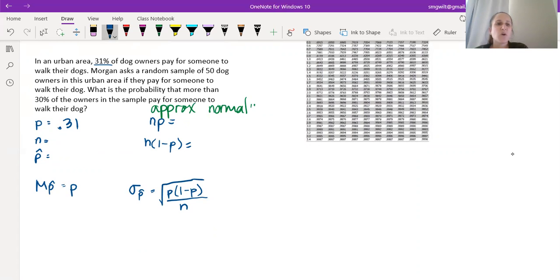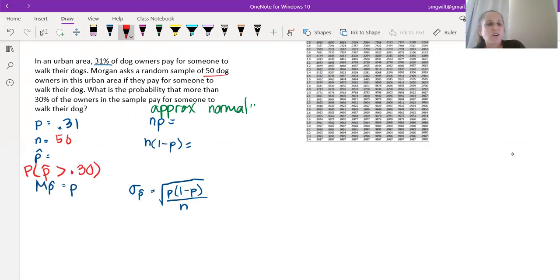Morgan asked a random sample of 50 dog owners in this urban area if they pay for someone to walk their dog. So our sample size is 50. What is the probability that more than 30% of dog owners in the sample pay for someone to walk their dog? So they want us to find the probability that p hat is greater than 30%.